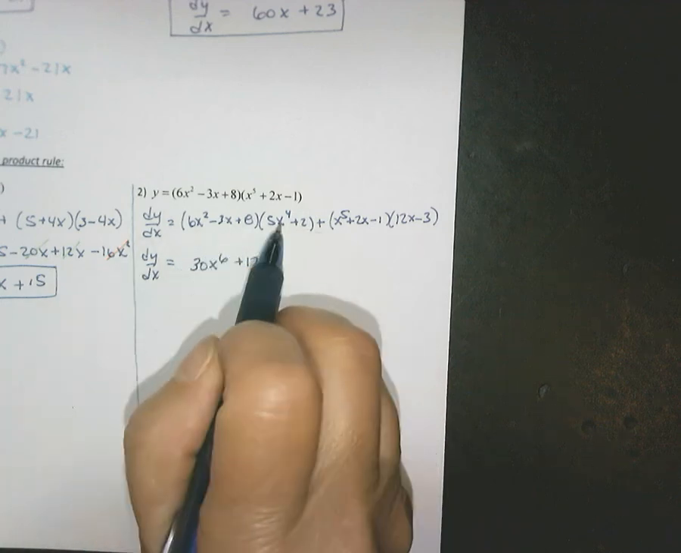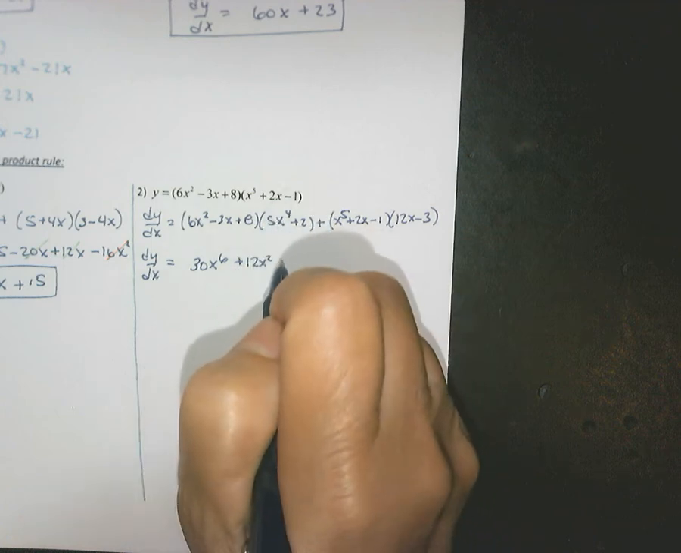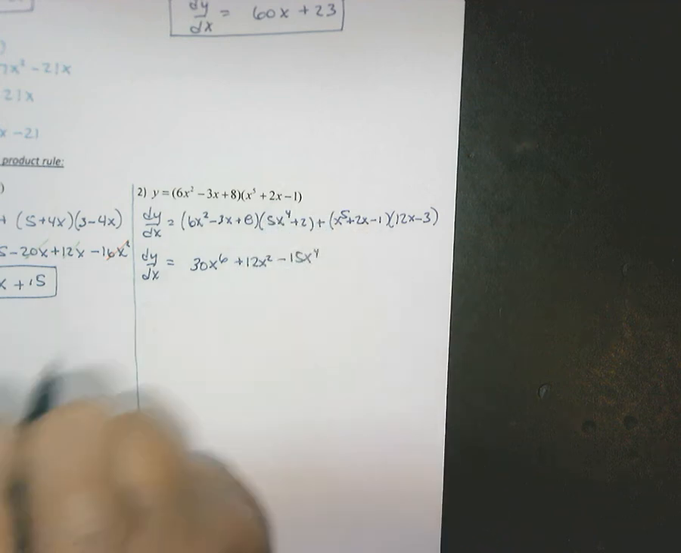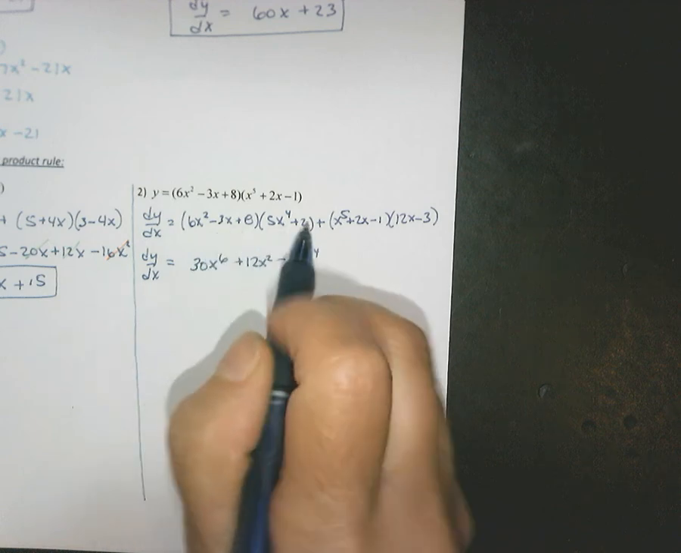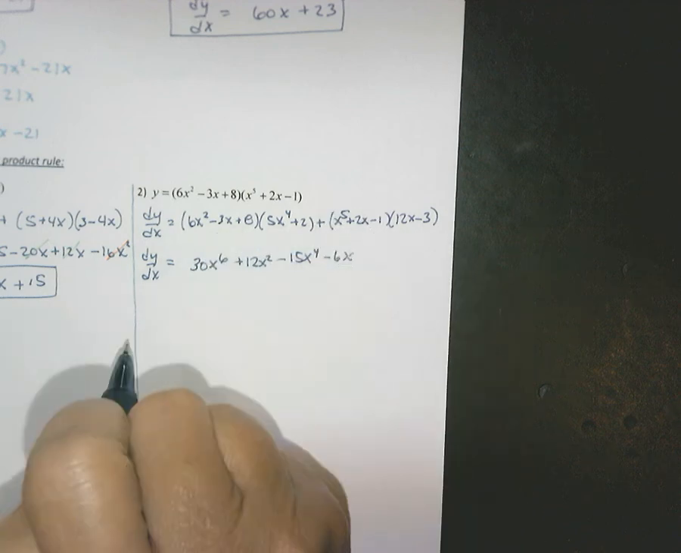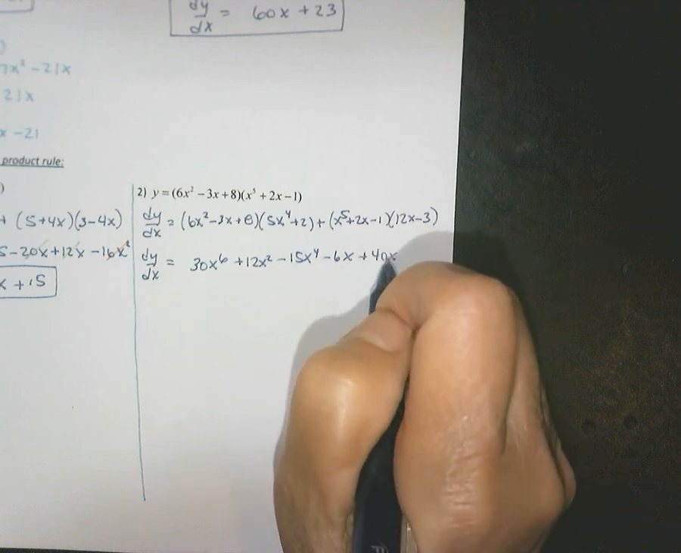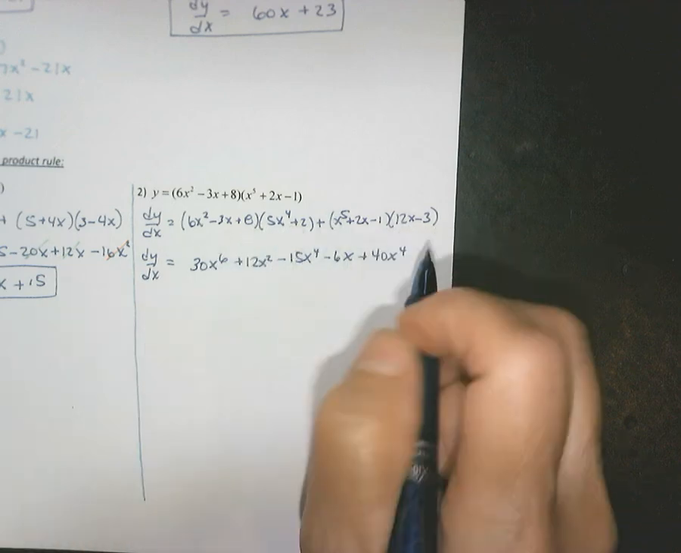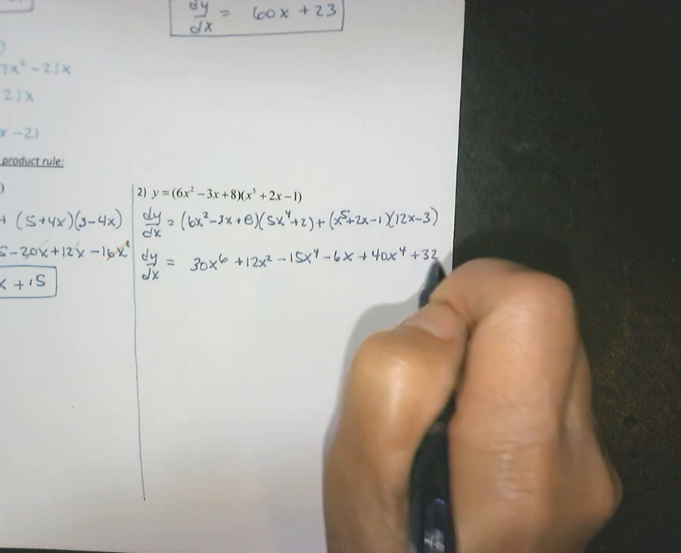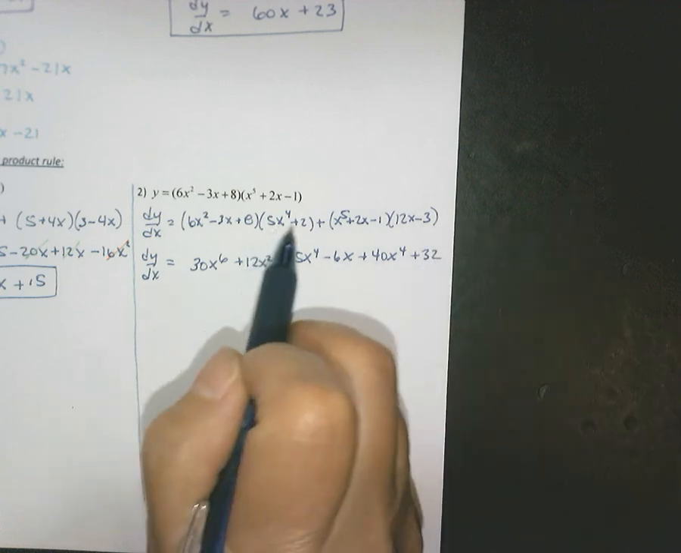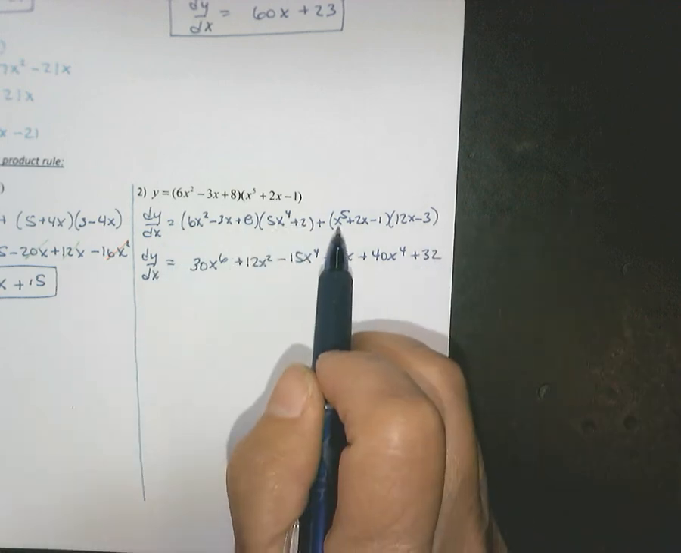Then I have negative 3x multiplied by 5 is negative 15x to the fifth. Negative 3x times 2 is negative 6x. 8 times 5 is 40x to the fourth. 8 times 2 is 32. That's just this first part. Now I've got to go ahead and multiply all this together.